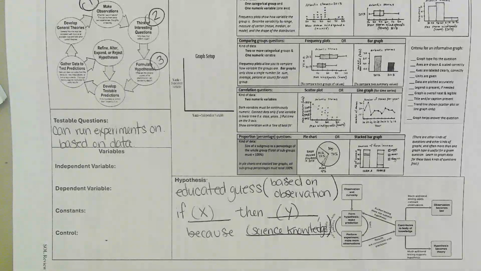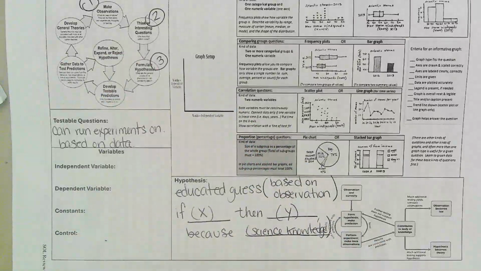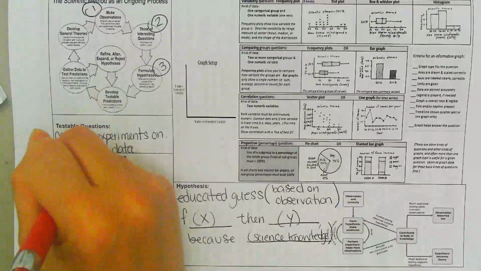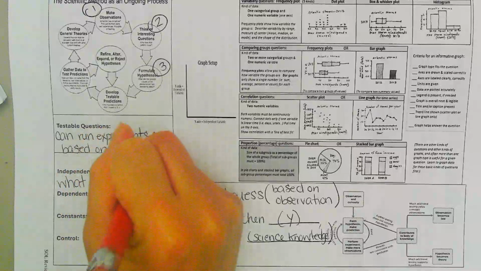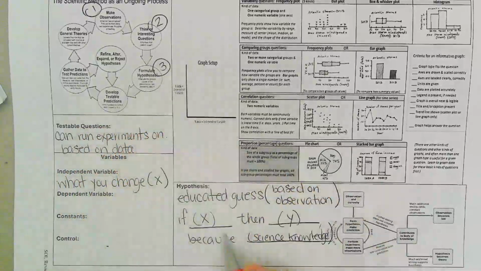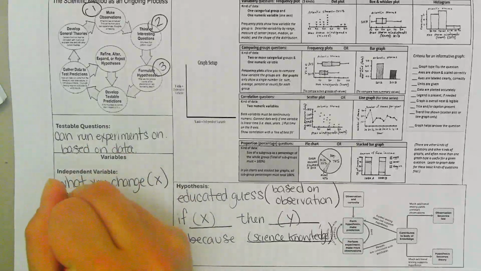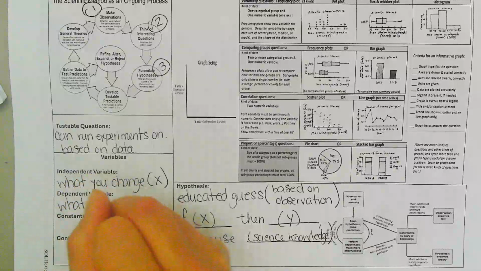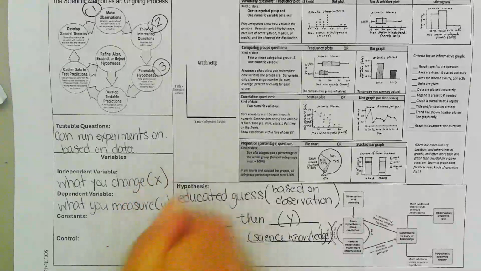Typically, my X and Y are going to be my variables, things I'm going to change and measure. Your IV is what you change. That is always our X variable. DV is what I measure. Your Y variable.